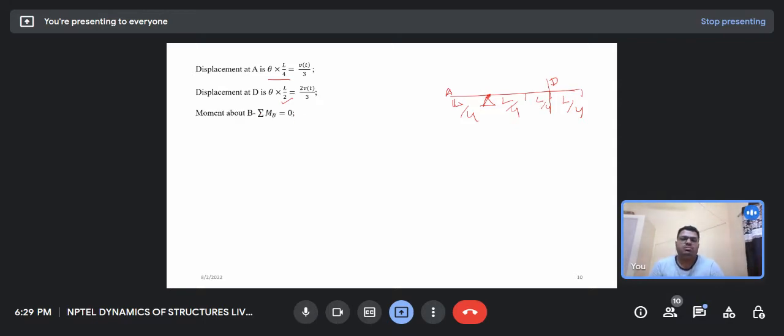Now we have to take the moment about B, the pin support. Can anyone try to take the moment about B and tell me what equation is coming out?